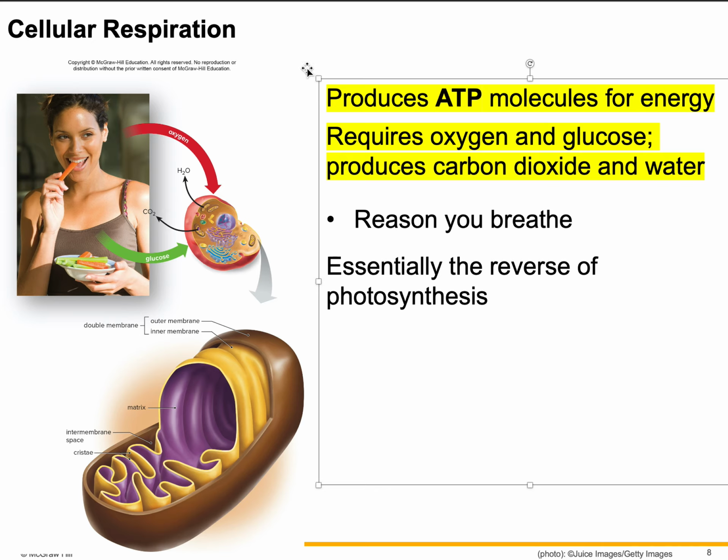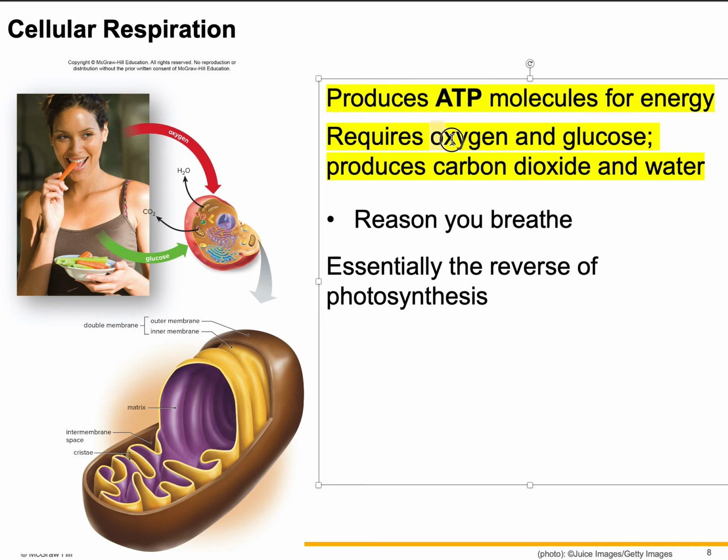A cell can't just use glucose, right? Although glucose is a carb and it is energy, that's true, you cannot use glucose to fuel the cell because it's not small enough. So ATP is usable energy. If you have ATP, you can use that to fuel processes, right? So it says produces ATP molecules for energy.